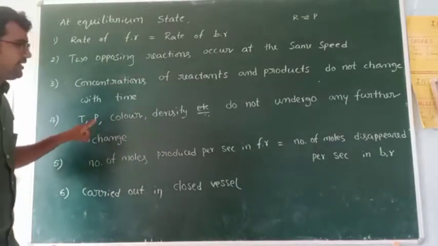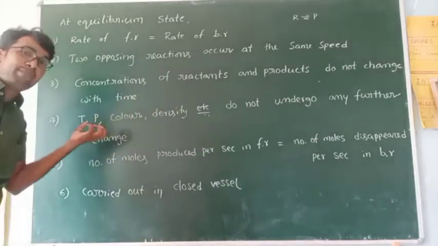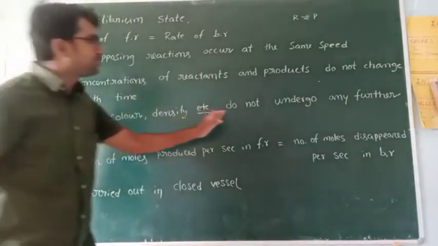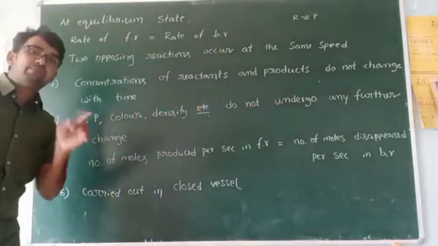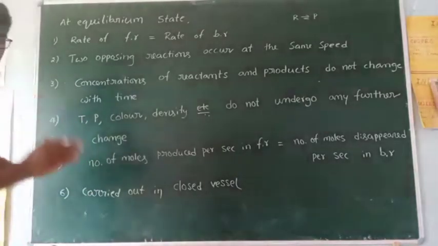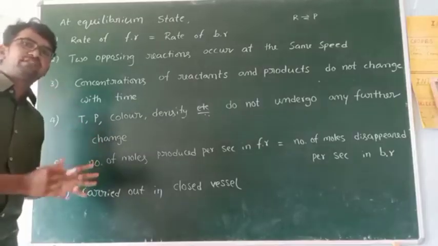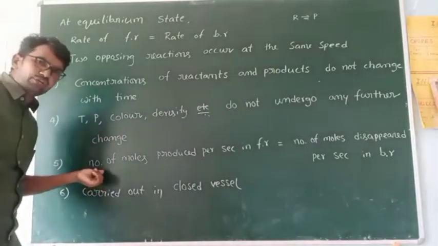Next point: temperature, pressure, color of the reaction, density, etc. These are all measurable properties. We can easily measure them, but they do not undergo any further change at the equilibrium state. At the equilibrium state, there is no further change in the temperature, pressure, color, or density of that reaction. Next point. This is also something we know very well.